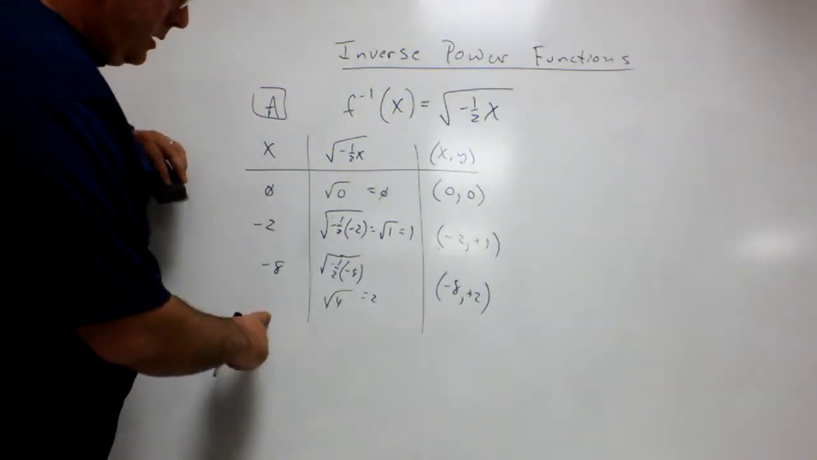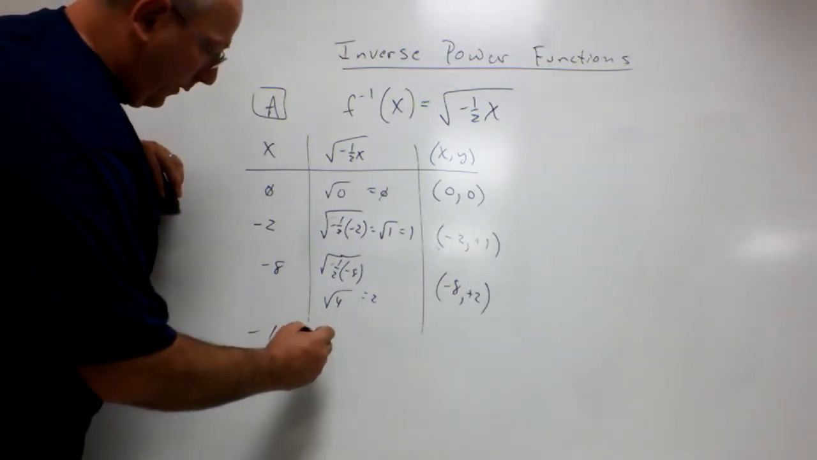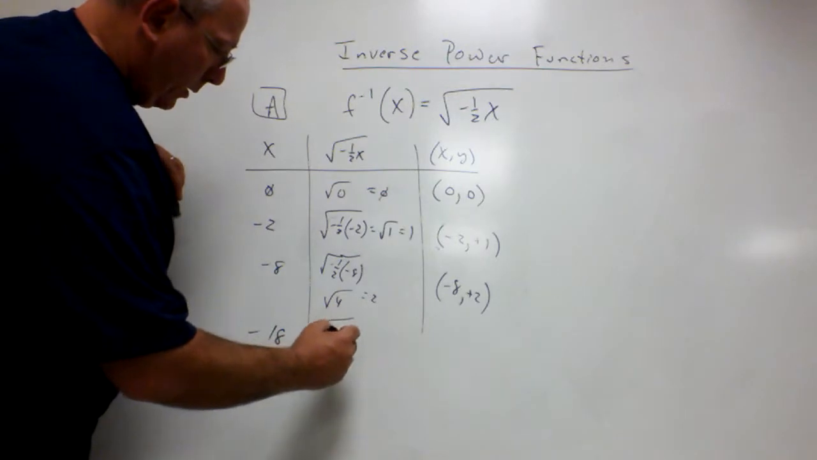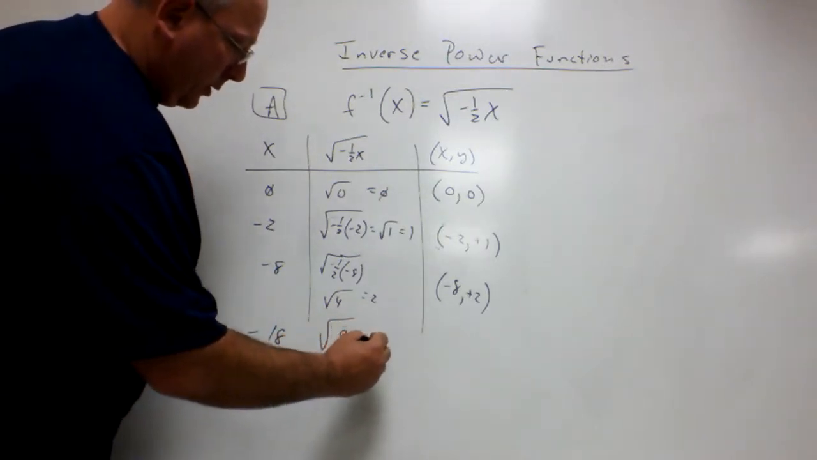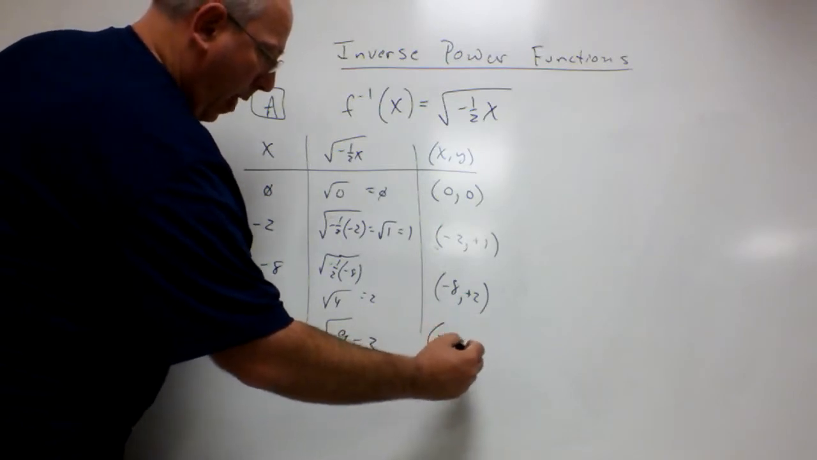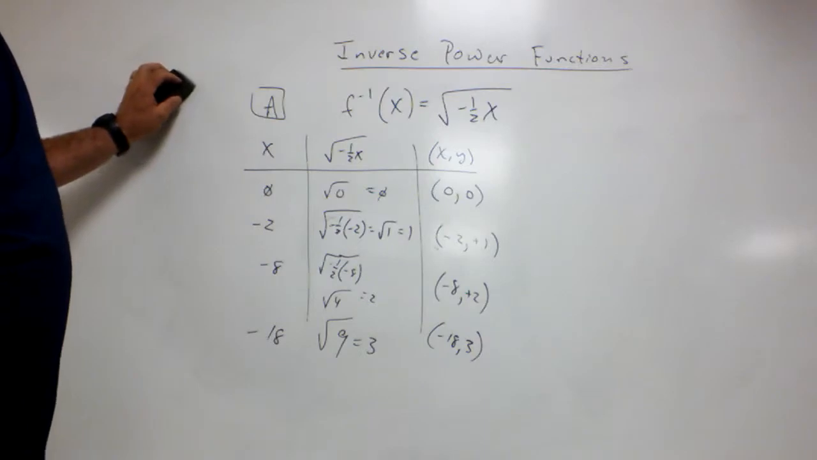And so would it make sense that if we used -18, we would get a 9? If we use -18, we would get the square root of -1/2 times -18, which is the square root of 9, which is 3. So those would be the numbers that we want to plot.